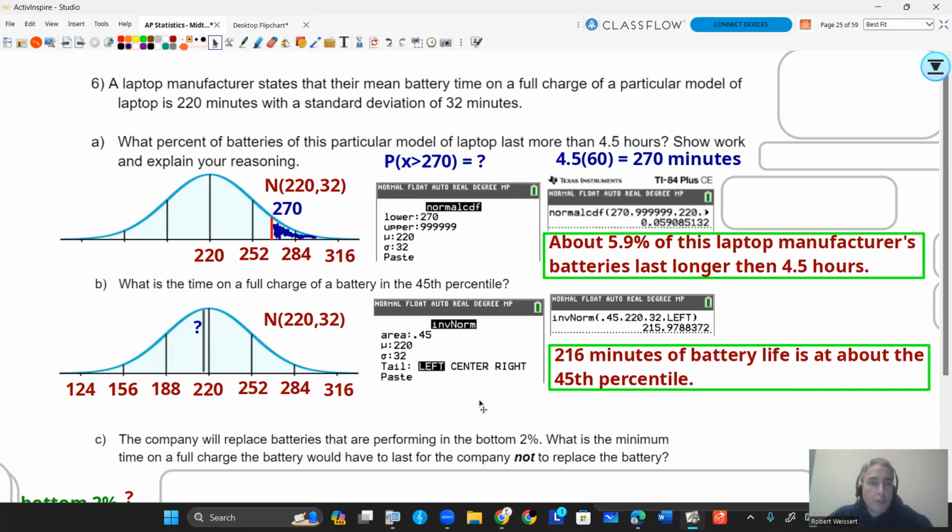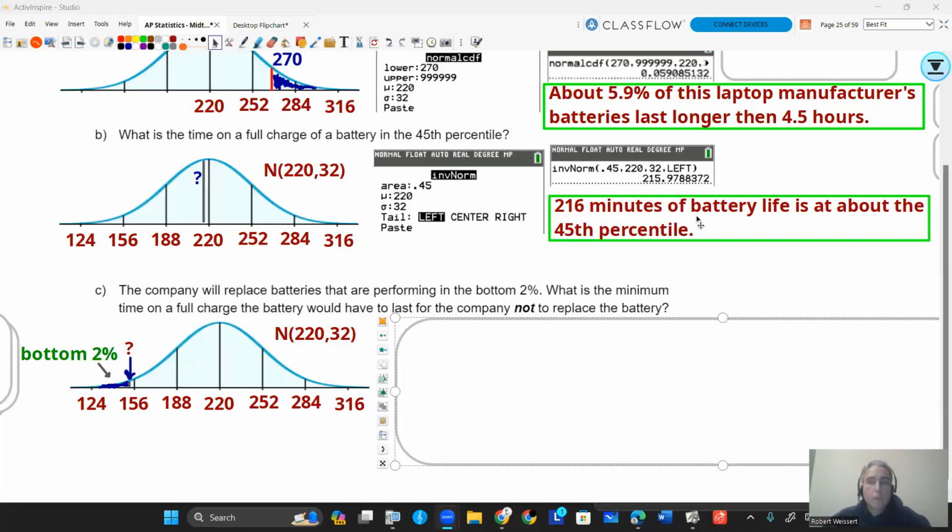All right, finally, the last question. The company will replace batteries that are performing in the bottom 2%. What is the minimum time on a full charge the battery would have to last for the company not to replace the battery? So they're trying to cheap out. We're trying to find the cutoff at the bottom, right below the bottom 2%. Visually, it's going to look similar. It's going to have this shaded here. And I want to know what's just right above there that the laptop company is not going to replace.